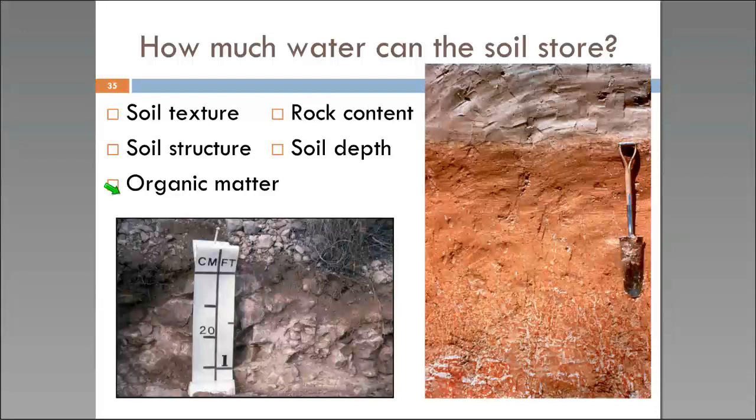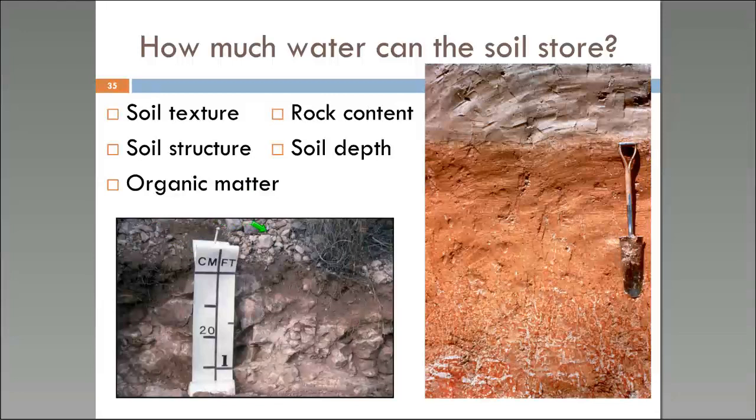And we know that texture and structure are really important because we've talked a lot about that in the previous slides. Organic matter also is important because it helps to improve soil structure and thus water absorption and storage. Rock content is something that some of you might not think about if you don't have very rocky soils, but rocks typically do not absorb and store a lot of water, but they do occupy space in your soil profile. So soils with a high rock content typically do not have much water storage capacity. And soil depth, obviously, if you have a very deep soil profile, you have a lot of storage capacity.